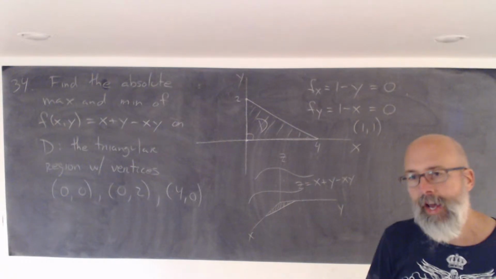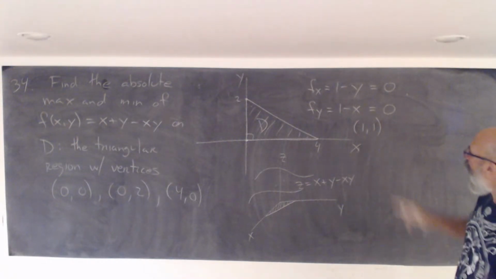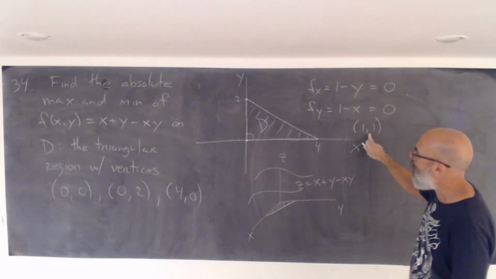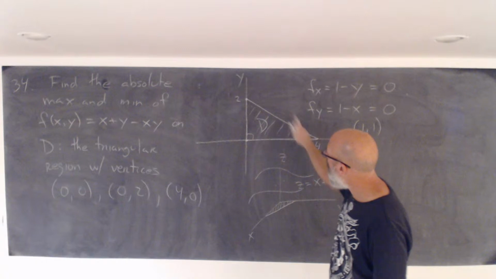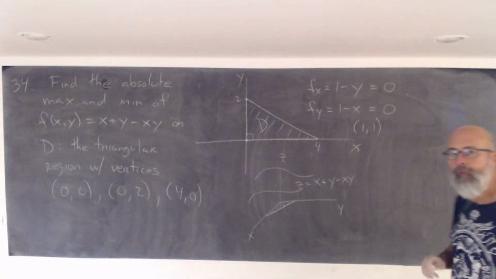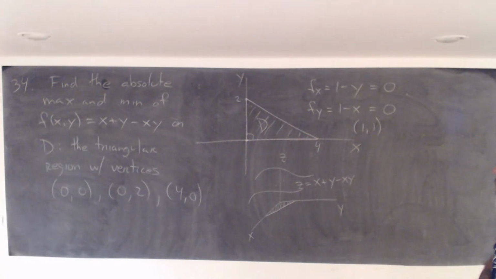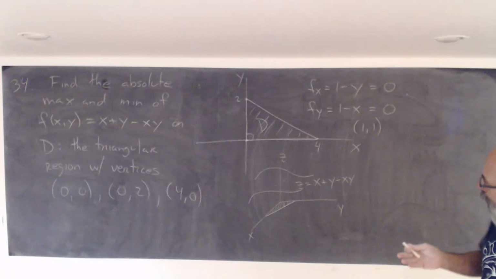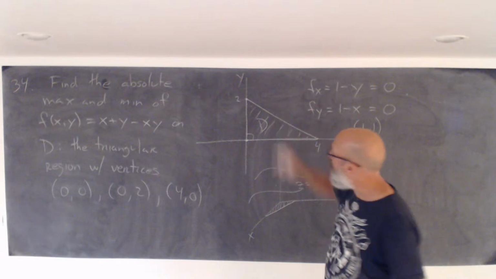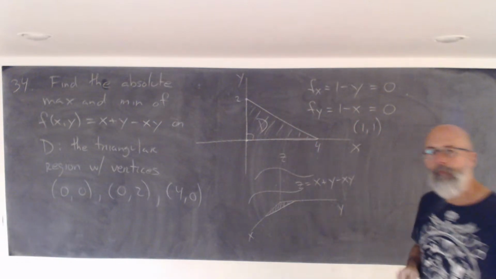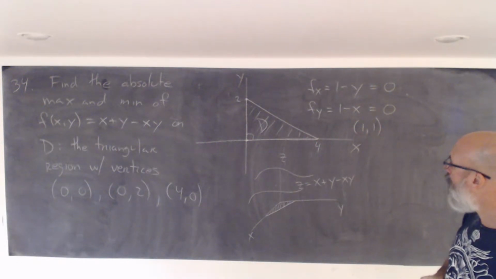Now, absolute max and min can occur at critical points, well, the first question that arises is, is this point in the domain? It's a valid question. It's not clear, right? Is the point 1, 1 in here or is it outside? So let's settle that.